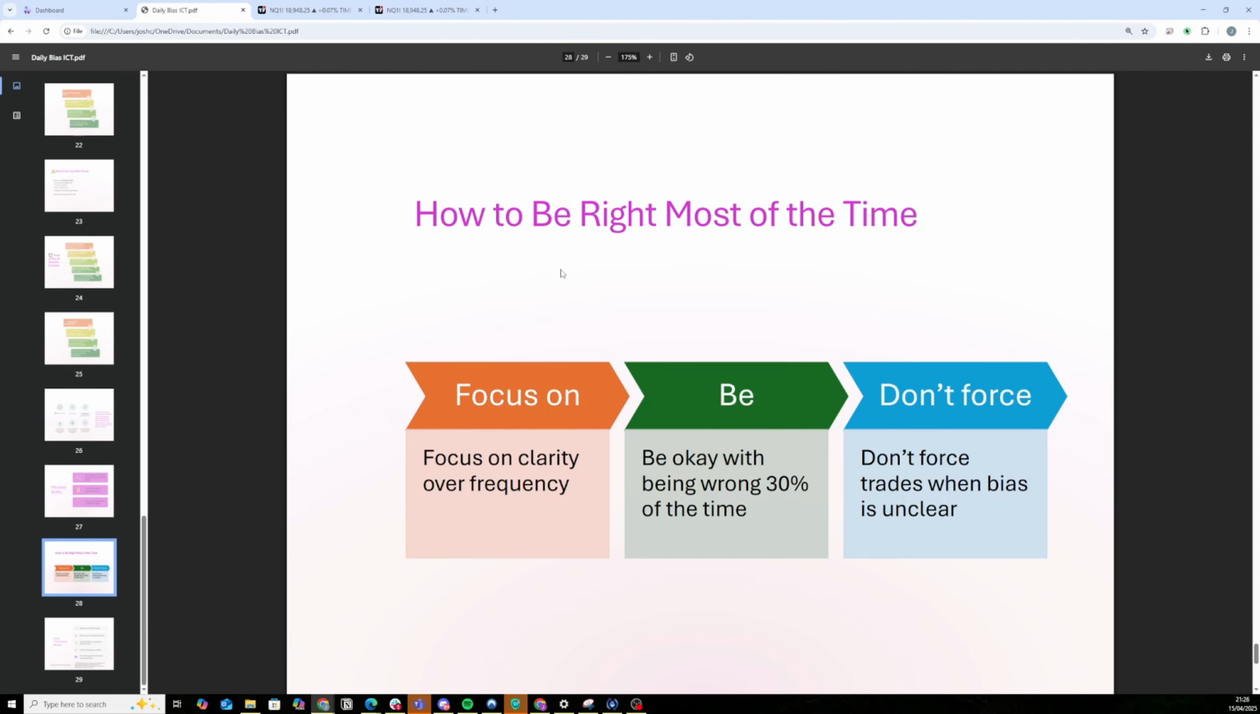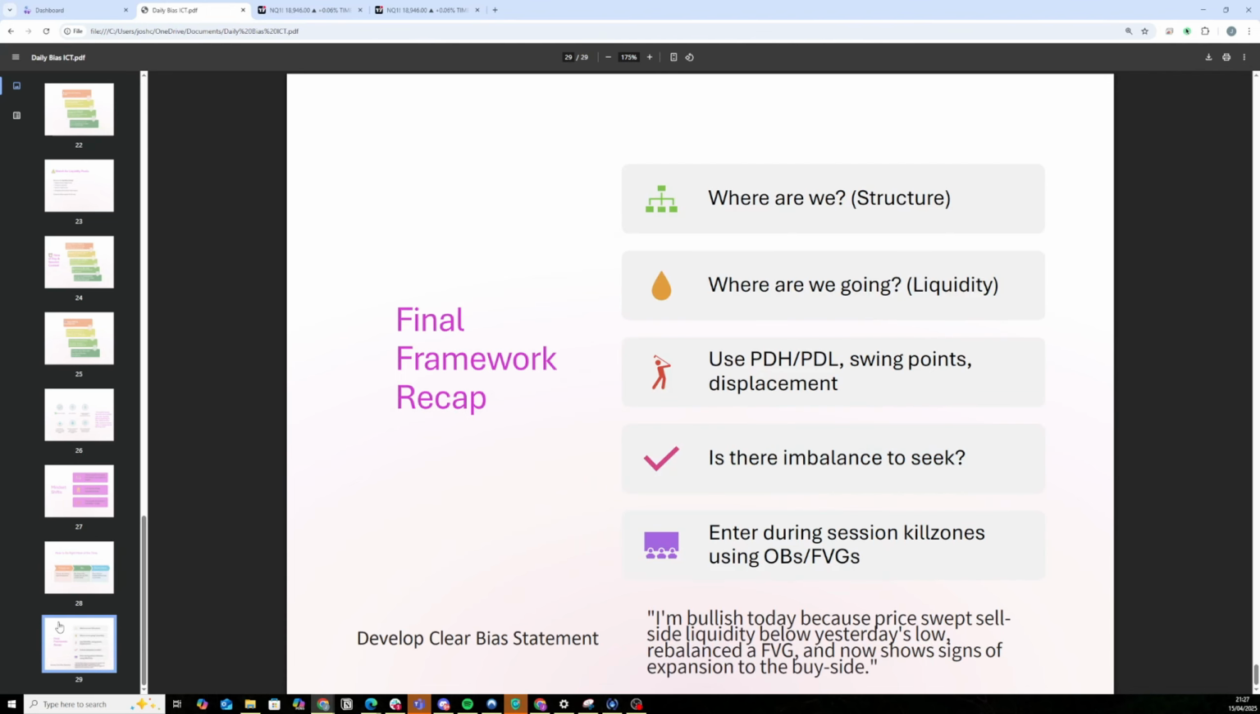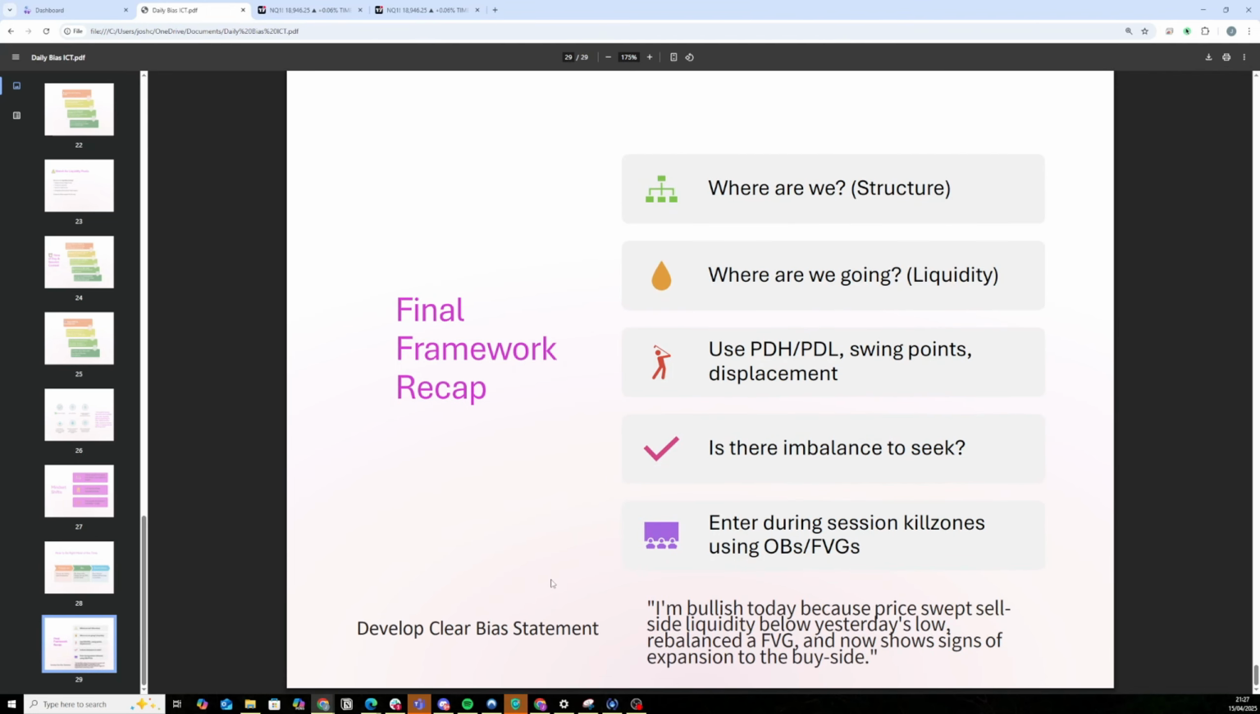And then you also need to accept that this doesn't work 100% of the time, right? You need to focus on those very clear things, and you need to be okay with accepting that 30% of the time, you're probably going to be wrong, okay? And you don't want to be forcing trades when the bias is unclear. You want to trade those most high probability setups and the most high probability days, all right? Then obviously this at the end, okay?